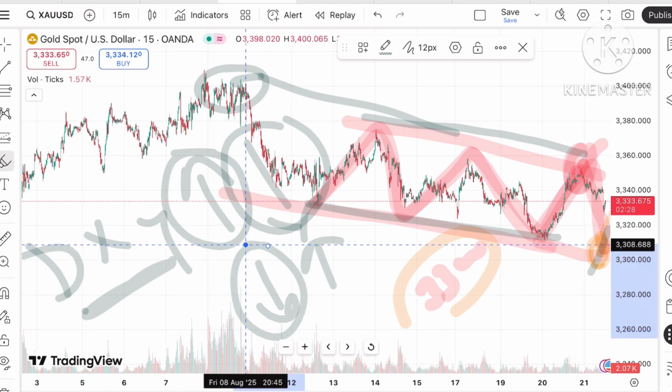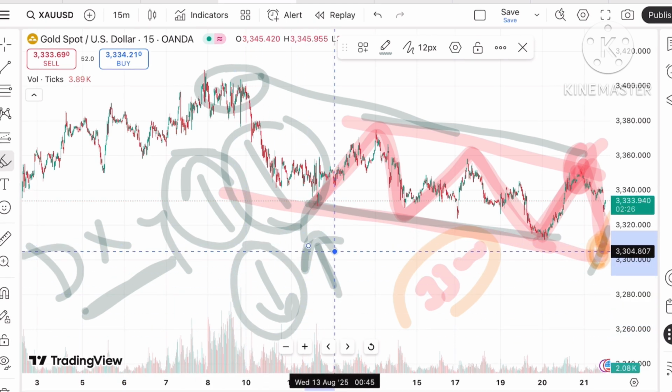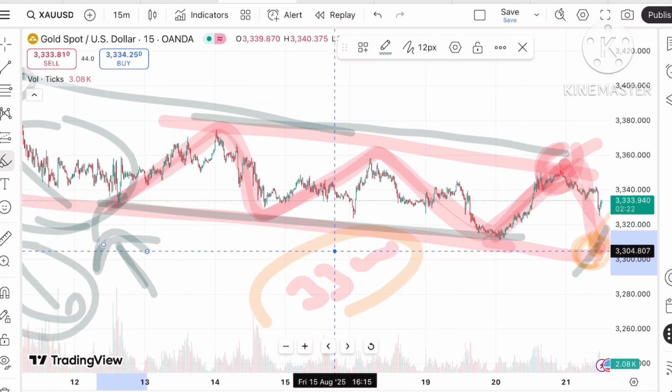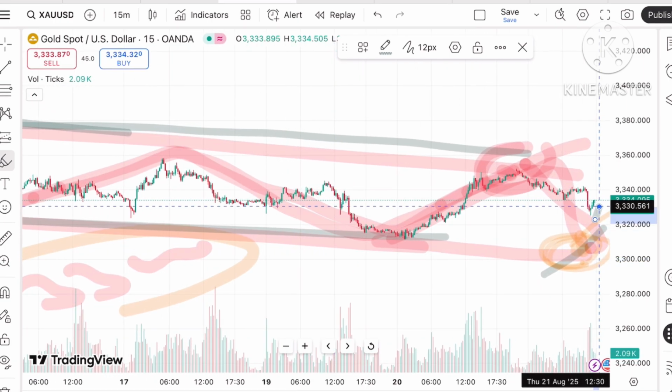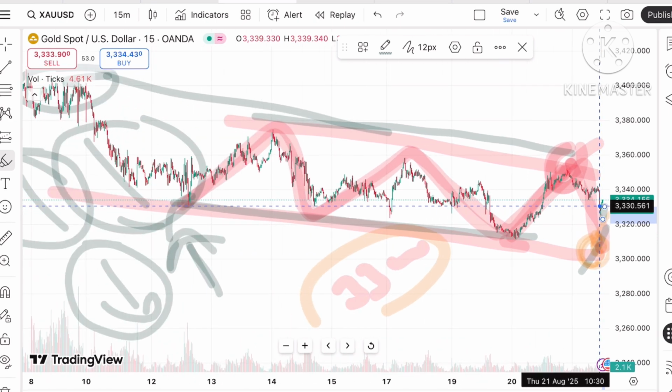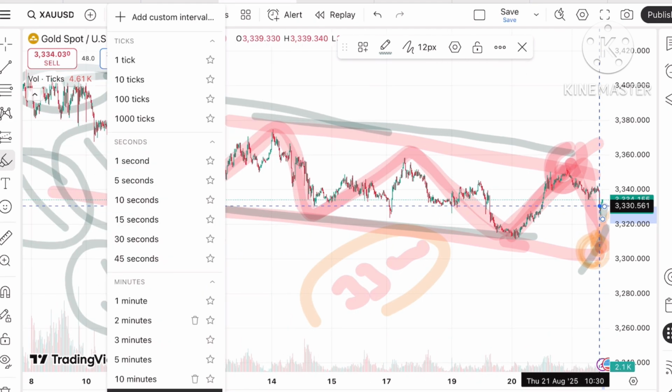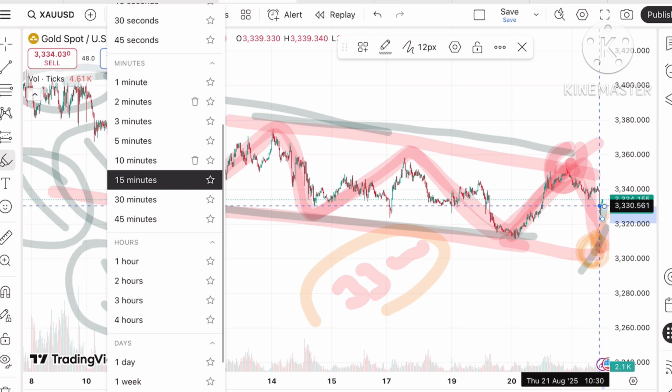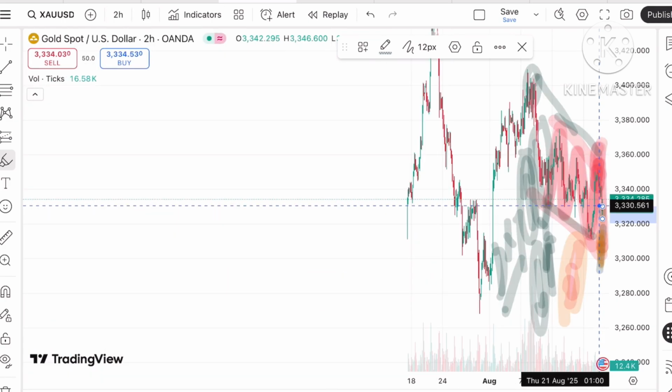And when the price of the dollar index moves down, we see the price of gold goes up. Okay, looking at this particular chart, it is trying to go upside. Let's see how the dollar index is moving. I'll explain, but this is a 15 minute chart. Let's go to a higher time frame so that we can understand clearly how the price is moving.